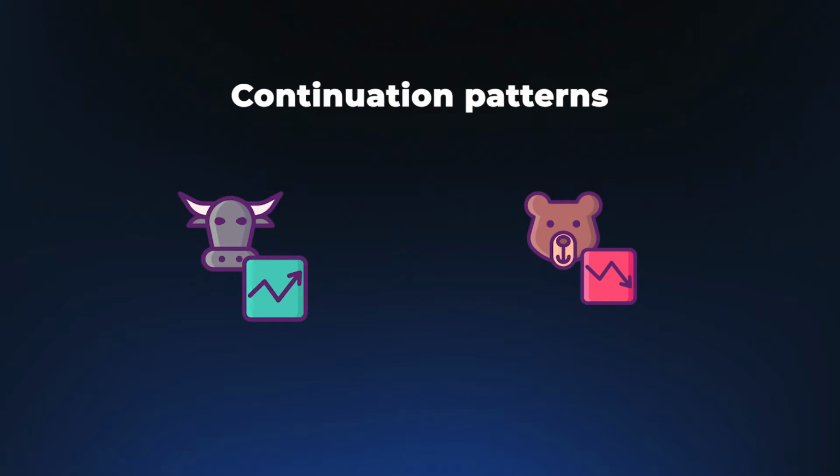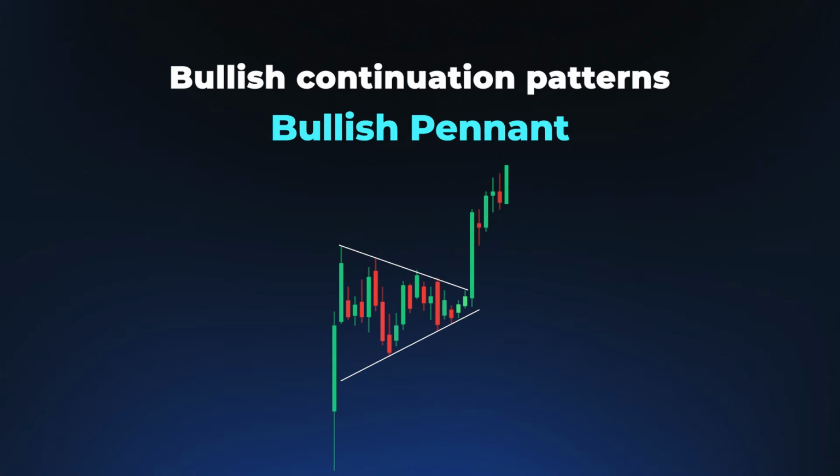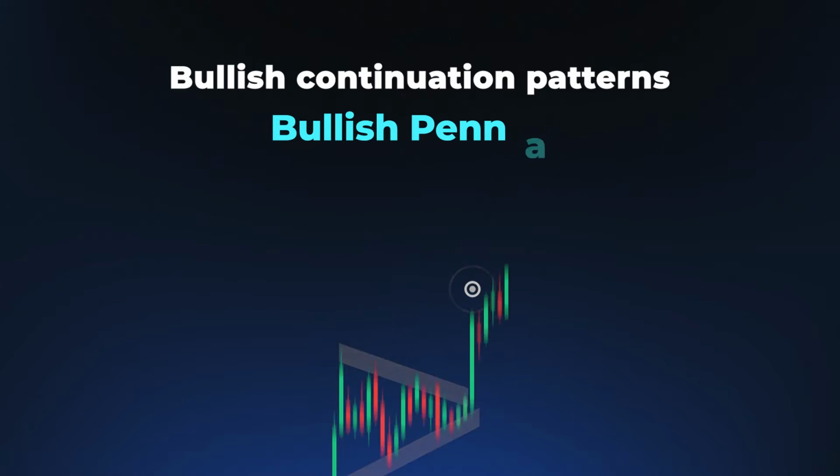Let's dive into each of them with some examples. First up, bullish continuation patterns. Bullish pennant. Imagine a small triangle forming after a strong price rally. This indicates that bulls are gearing up for another push. One efficient strategy that many crypto traders use is to enter long when the price breaks above the pennant.